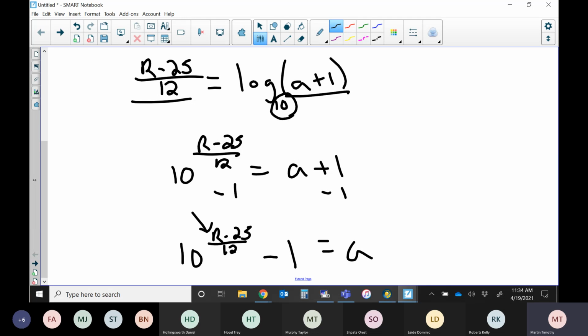Which means if I told you R, you would take R and plug it in here, you would minus 25, you would then divide by 12, you would then take 10 and raise it to that power, and finally subtract 1 from that number, and boom, you've got A.